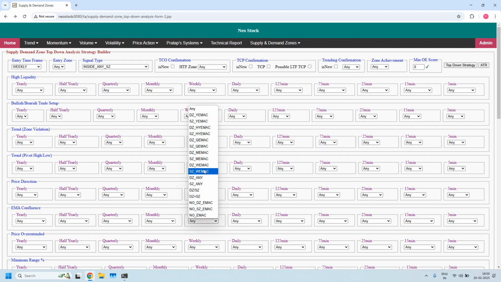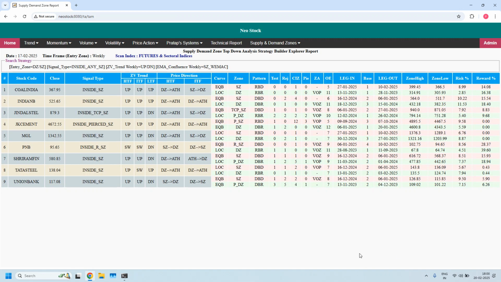So I'm setting that filter. Weekly supply zone having weekly EMA Confluence, and trend on the weekly should not be sideways, it can be up or down. With these filters, 9 stocks are filtered from 27. So these 9 weekly supply zones are having weekly EMA Confluence. So this is about the weekly time frame.